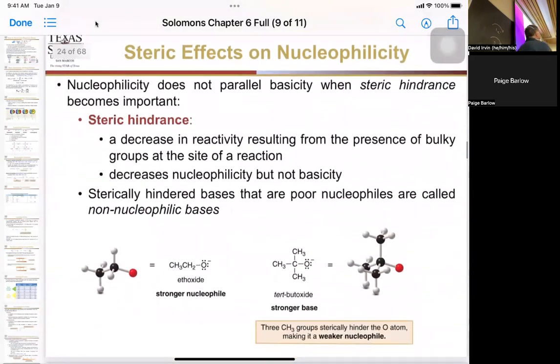But there are some other effects with nucleophilicity. In the case of our nucleophile, we have to be able to have that nucleophile come in and interact with the carbon while it still has 4 things bonded to it. That means that if you have too many bulky things on the carbon we're trying to attack, it will slow the reaction. That makes it harder to attack. So we call that steric hindrance.